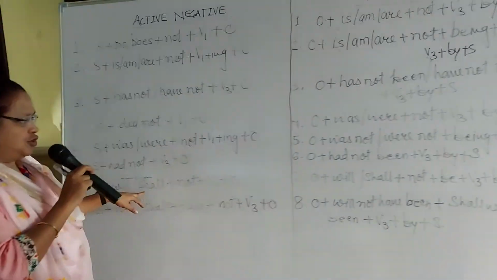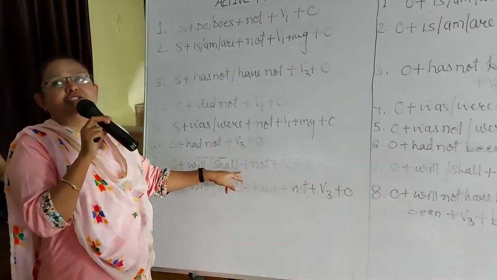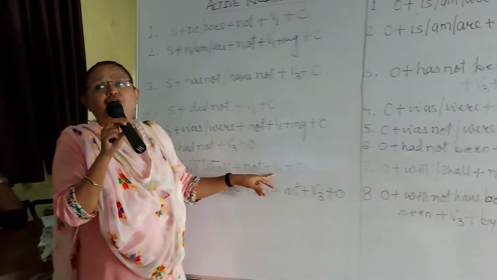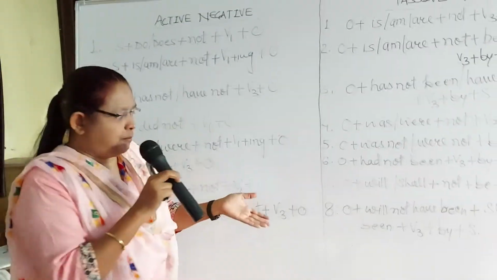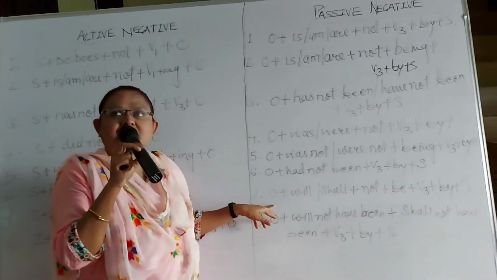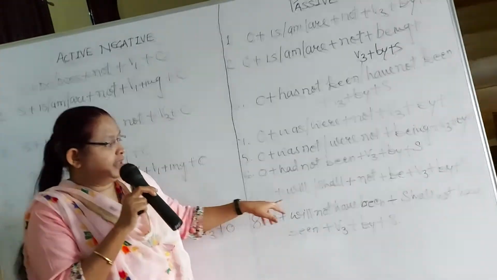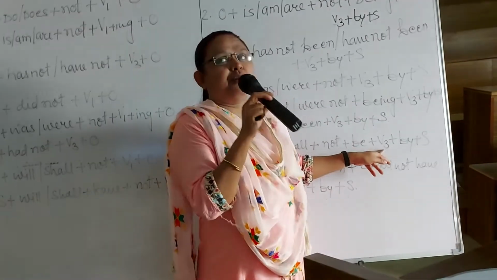Now the simple future negative: subject, will or shall plus not, then V1 form of the verb and object. When we change simple future into negative passive, we write first the object, then according to the object we write will or shall, then not be, then comes the third form of the verb, by and subject.